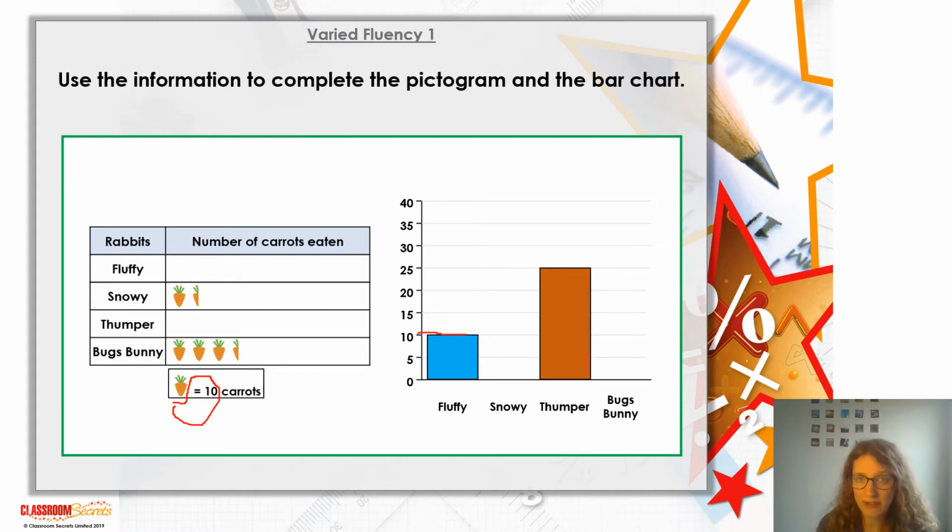Do I draw 10 carrots or do I not? How many do I need to do? Okay, so each carrot is worth 10, so I only need to draw 1 carrot.